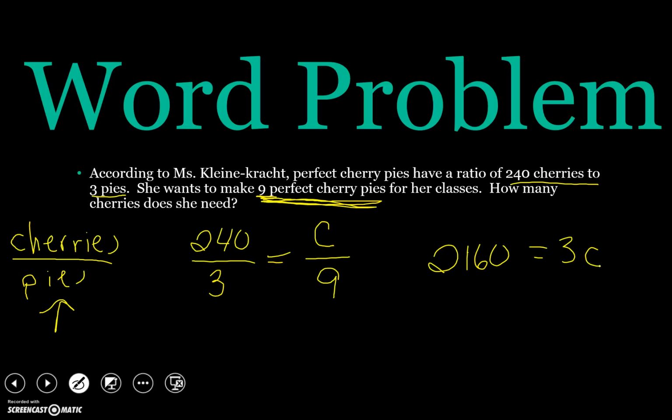So then I have to figure out, well, what times 3 is going to give me 2,160? A quick and easy way to do this is divide 2,160 by 3, and I get 720. Okay, so that means Ms. Kleinecrot needs 720 cherries in order to make her perfect cherry pies for her class.